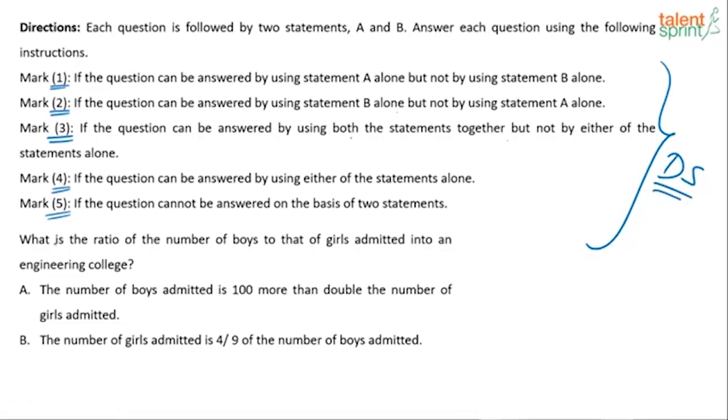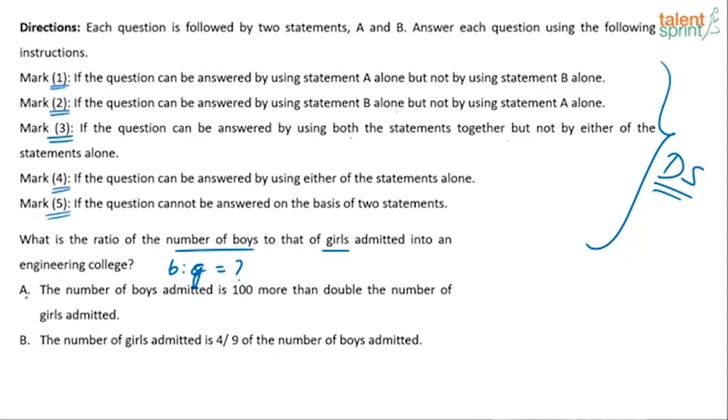Let's look at this. What is the ratio of number of boys to that of girls admitted into an engineering college? Simple, he's asking us to find out B is to G. B is to G equals to what? The ratio of number of boys to girls. Option A. The number of boys admitted is 100 more than double the number of girls admitted.